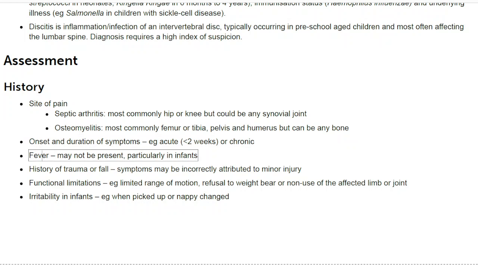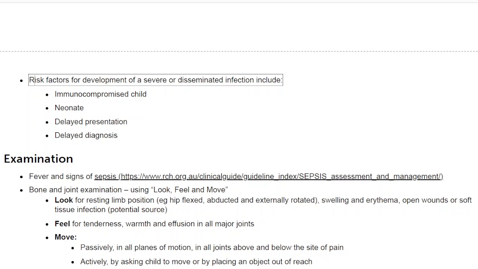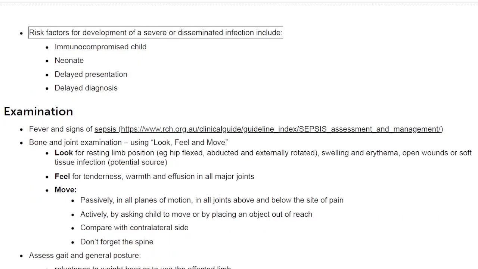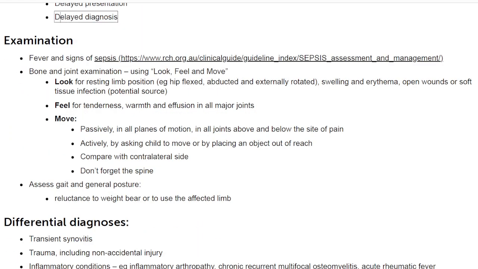Fever may not be present, particularly in infants. History of trauma or fall; symptoms may be incorrectly attributed to minor injury. Functional limitations, e.g. limited range of motion, refusal to weight bear or non-use of the affected limb or joint. Irritability in infants, e.g. when picked up or nappy changed. Risk factors for development of a severe or disseminated infection include immunocompromised child, neonate, delayed presentation, delayed diagnosis.